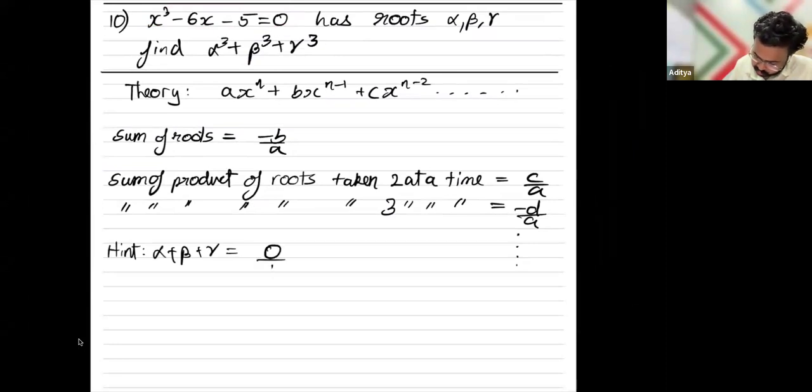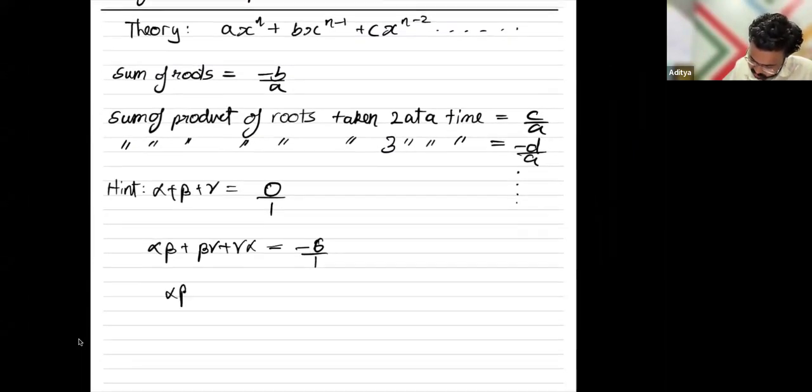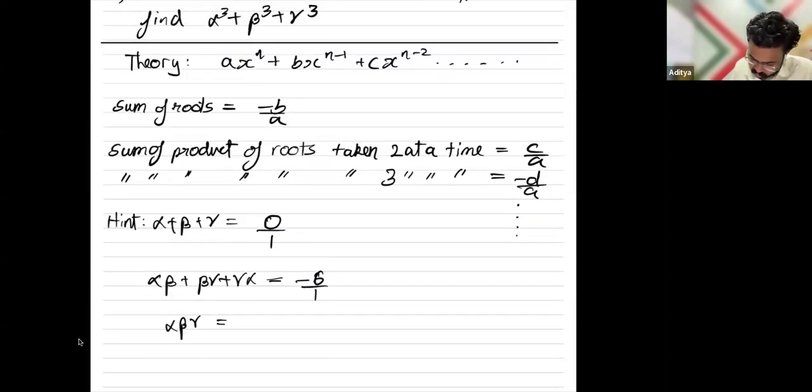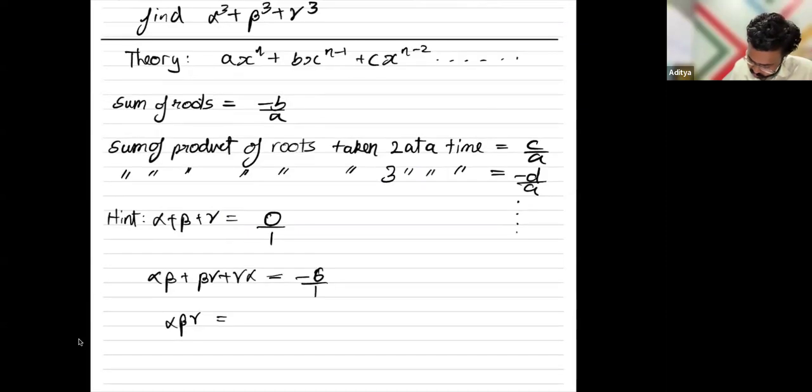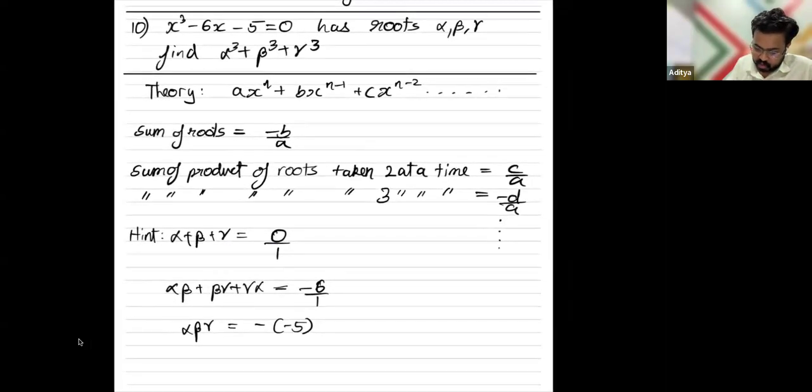0 upon 1, alpha beta plus beta gamma plus gamma alpha is equal to minus 6 upon 1, and alpha beta gamma is equal to minus of minus 5. All the relevant stuff for this question has been written down over here.